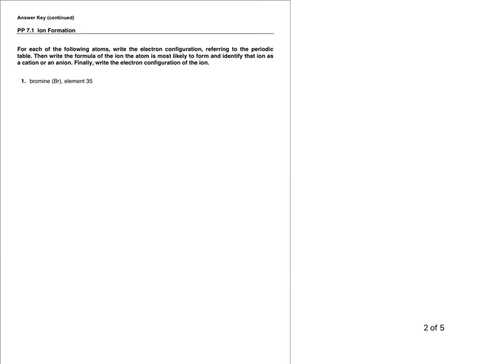Here you were supposed to have written out the electron configuration, determine what ion it's likely to form, if it's a cation or an anion, and then the electron configuration of the ion. So, bromine.